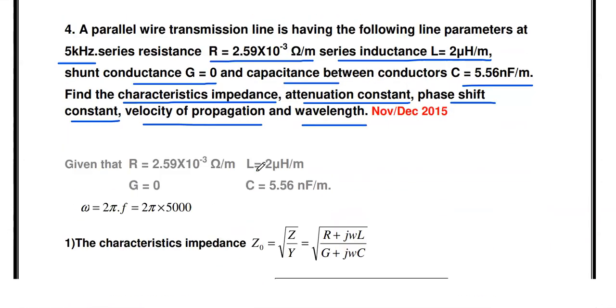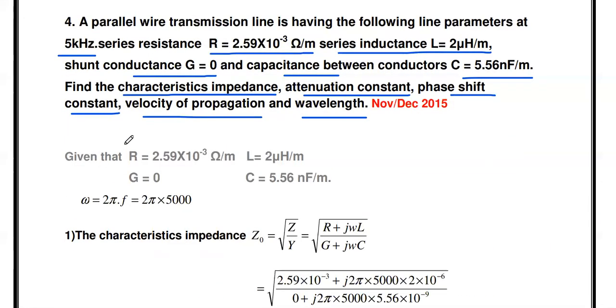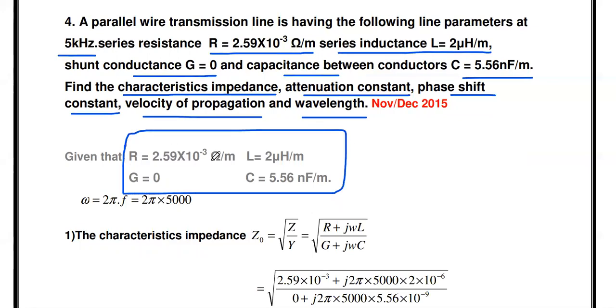Okay, so first, you note down the given data. What are the four data given? R, L, G, C is given. So the unit is also important. R is 2.59 × 10^-3 ohm. L is 2 micro, so 2 micro means 2 × 10^-6.